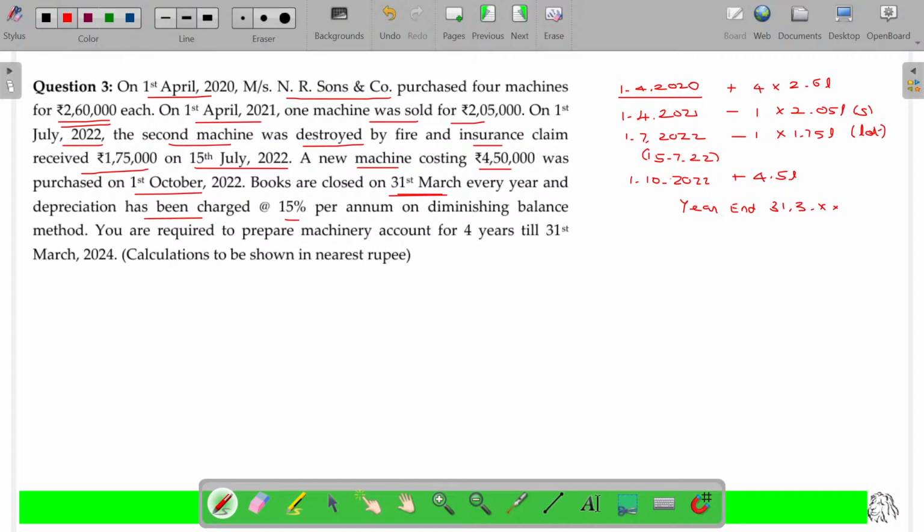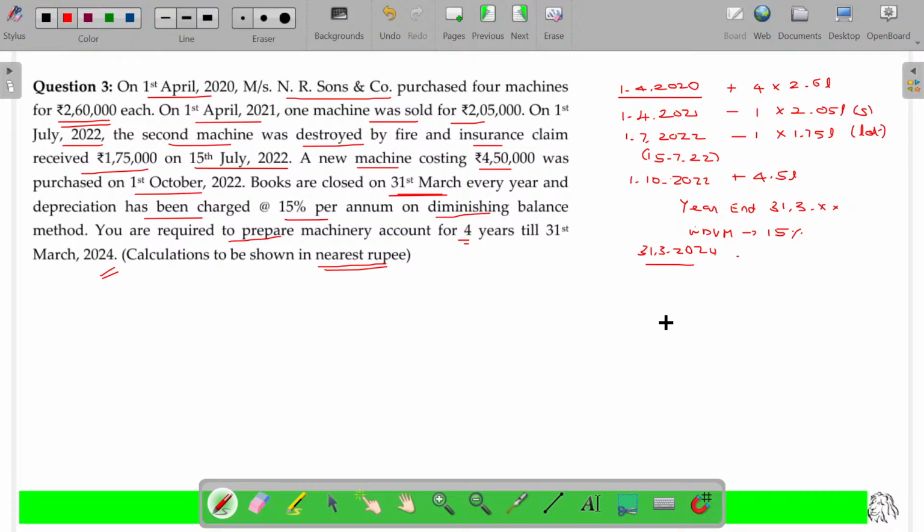And the depreciation has been charged at the rate of 15% per annum on diminishing balance method. So WDV method of depreciation, rate of depreciation being 15%. You are required to prepare machinery account for 4 years till 31st March 2024. Calculation to be shown in nearest rupee. So we have to calculate up to 31st March 2024. You have to round off to the nearest rupee. Okay. So the required details were taken.